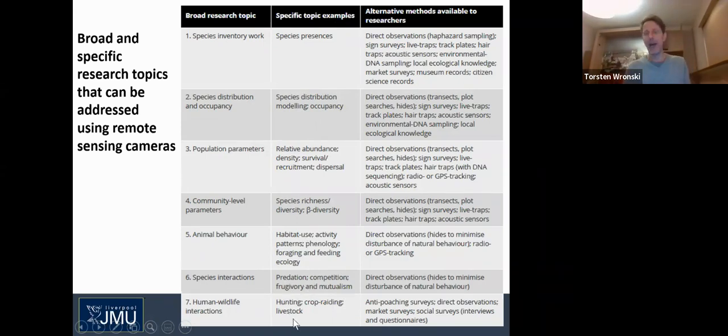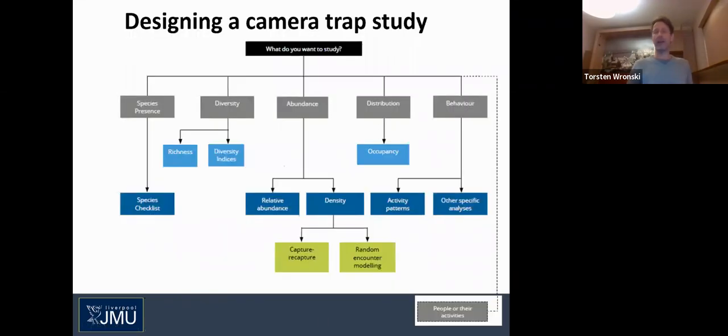And with regard to humans, we can make statements regarding illegal hunting, poaching, crop raiding, or the invasion of livestock into a protected area. This is basically the same information presented as a flow chart. We can use camera trapping technology to establish the presence or absence of species, the diversity under certain circumstances only, if we consider richness. This is what we will look at in detail in the next two slides.